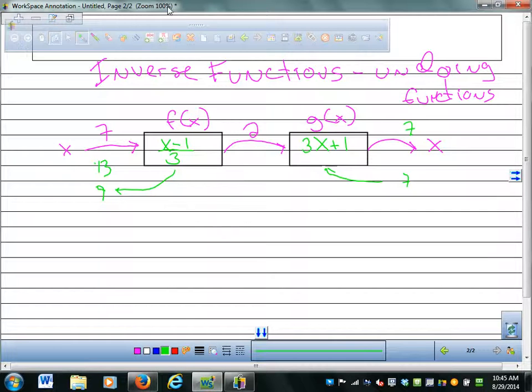So an inverse works forwards to undo a function, and it works backwards. It's only an inverse if it works in both directions. Whatever you plug in, it'll undo whatever you plug into the original function. The inverse undoes that, okay? And whenever you plug in the inverse, the original function will undo that.